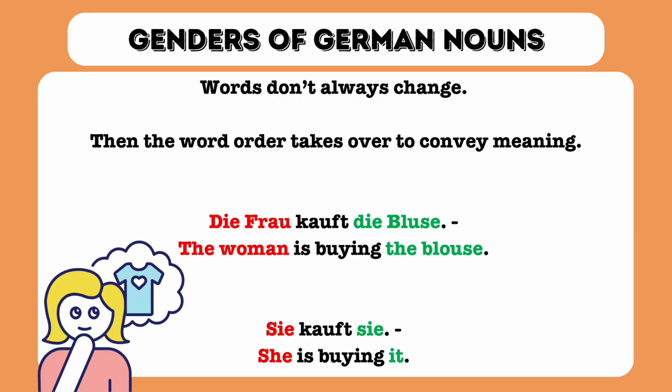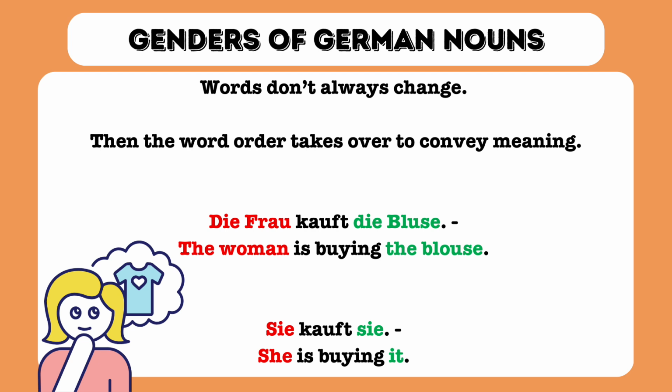Sometimes the article does not change between the subject and other forms, so when that happens, we do have to rely on word order in the same way that we do in the English language. So the words, the woman is buying the blouse, you can't switch those two around and say the blouse is buying the woman. That's not going to work even in German because this is a feminine noun, and feminine nouns do not change just because they are being acted upon or they're the direct object of the sentence.